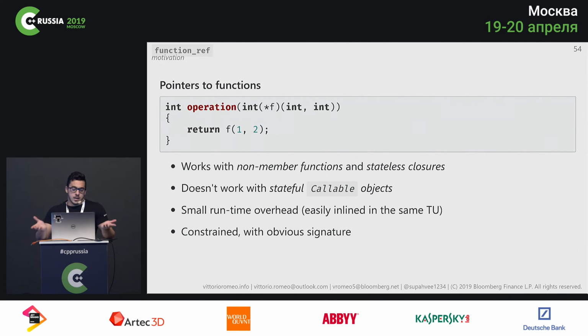This is a valid higher order function. However, it has a bunch of drawbacks. So it doesn't work with non-member function and stateless closures. So if you have some sort of lambda that captures anything, then you cannot use it with a pointer to function because the conversion doesn't work. If you have a member function, you cannot use it here as well because a member function pointer is different from a function pointer as it requires to know what the object is.